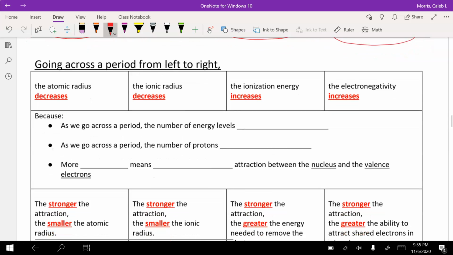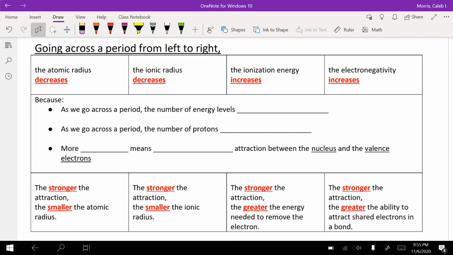What if I'm going across a period from left to right? This is a little bit different. Now the atomic radius decreases going from left to right. Ionic radius decreases going from left to right. We're thinking about that snowman trend. The ionization energy, a snow cone trend, increases going from left to right, and electronegativity increases going from left to right. But let's think about the reason.